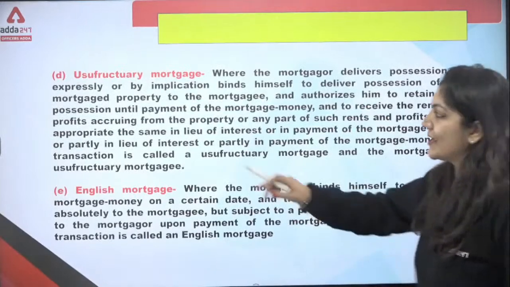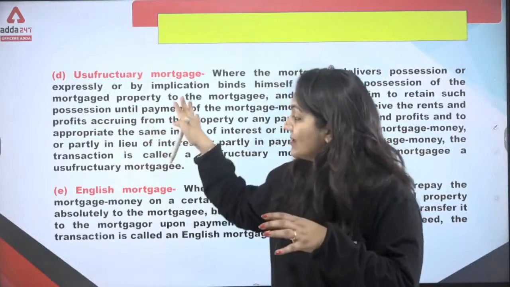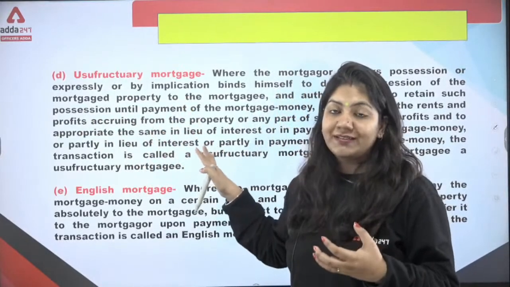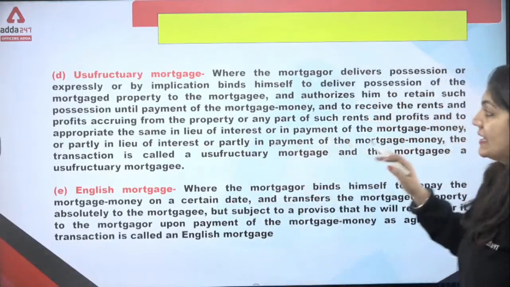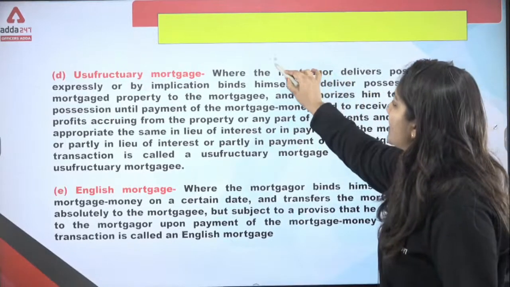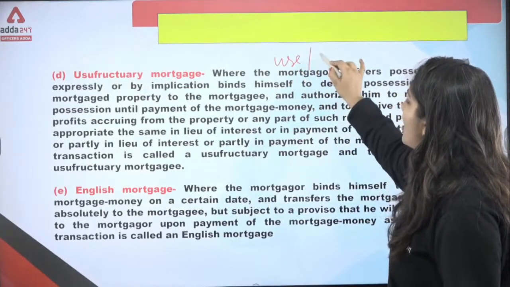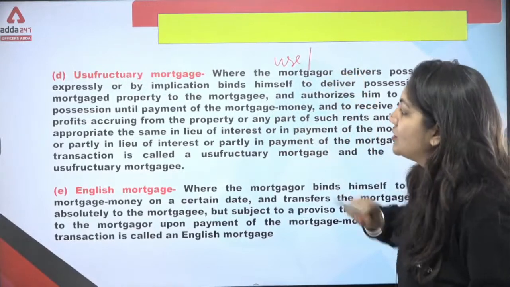Usufructuary mortgage, the section is clause D. Just try to understand or see all the important things of this type of mortgage, because this is very important. Usufructuary mortgage, the one word you have to learn, usufructuary means the mortgagee can use or take the profit from the mortgage property. Okay, this is called the usufructuary.